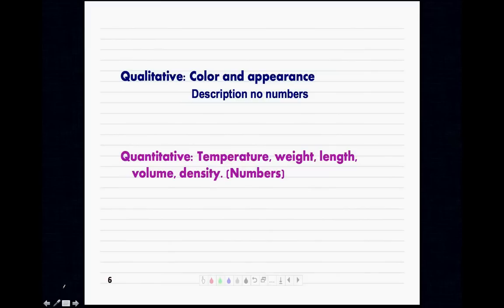And you need to know that we usually list these properties. If you go to any chemical company and open the chemical properties of any compound, you're going to see some qualitative and some quantitative. And you should be able to know the difference. What is qualitative and what is quantitative?